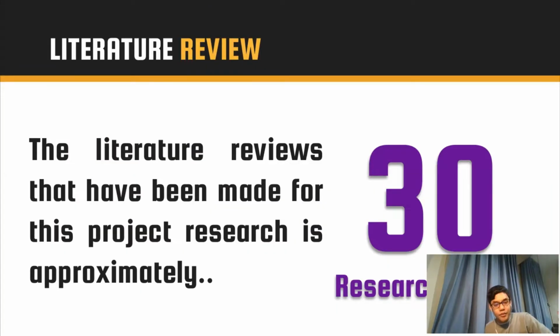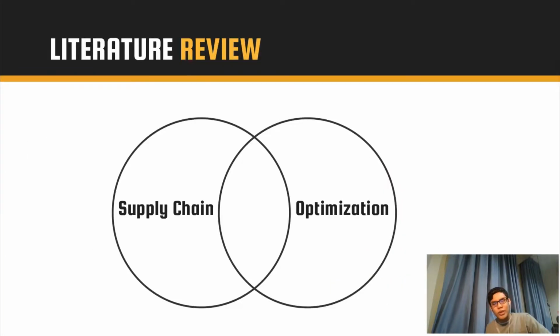The literature review that has been made for this project research covers approximately 30 research papers, and the literature review is quite simple actually. The domain is focused on the supply chain, and as for the technique, it is focused on the optimization. And there's also a mix of both, so that the two domains and techniques can be well integrated.